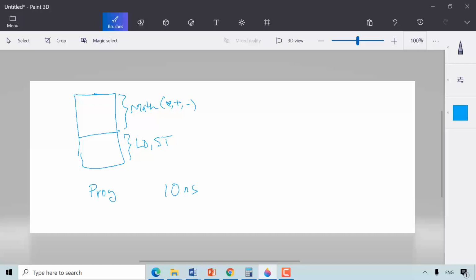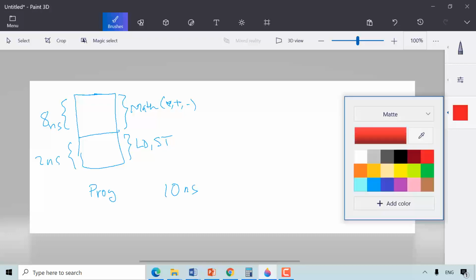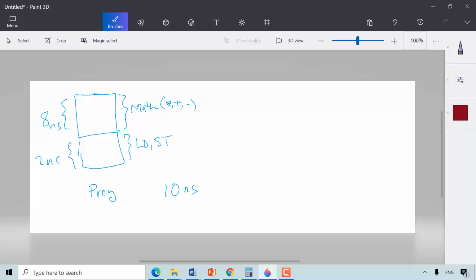This 10 nanoseconds is split as follows. We spend about 8 nanoseconds on math instructions and 2 nanoseconds on loads and stores. Then I have an idea. What we'll do is take these math instructions and run them on a faster coprocessor CPU, such that we can improve the execution by 5 times.